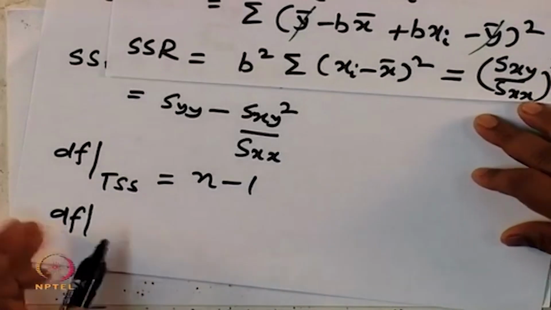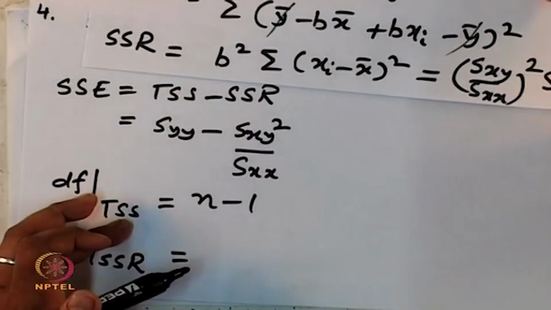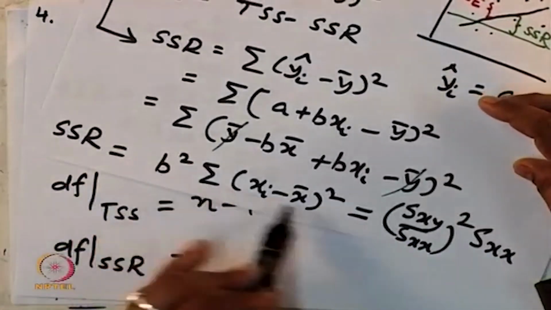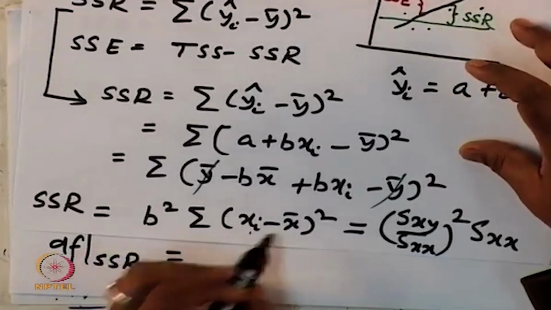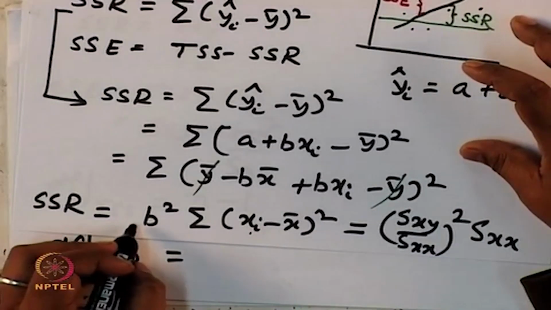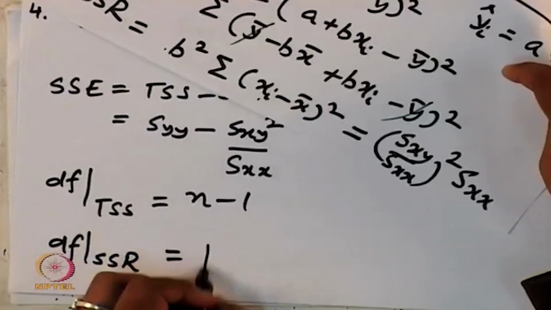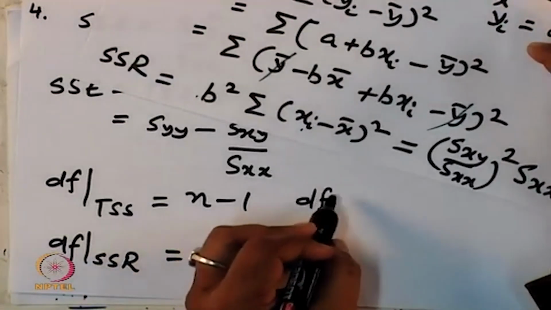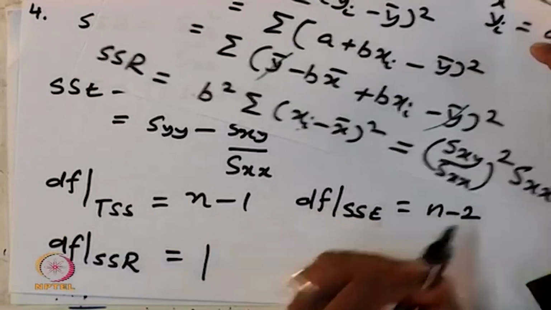What is the df of SSR? Okay. So, SSR has this expression, which is b square into summation of xi minus x bar whole square, right. So, all these xi and x bar are specified. So, you have only one degree of freedom coming from b. Okay. So, degree of freedom of SSR is equal to 1, which means the degree of freedom of SSE has to be n minus 2.